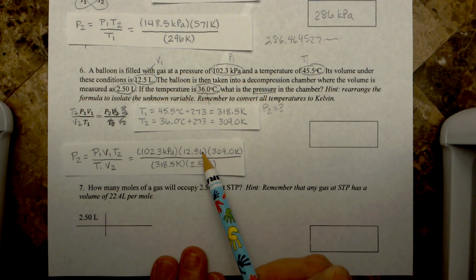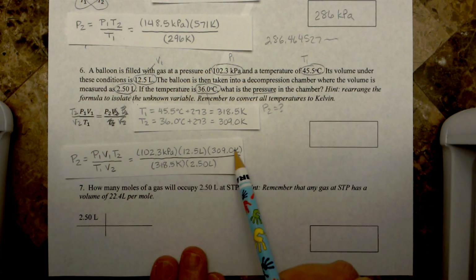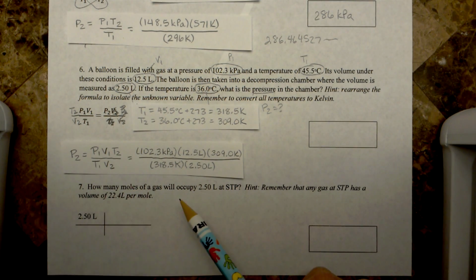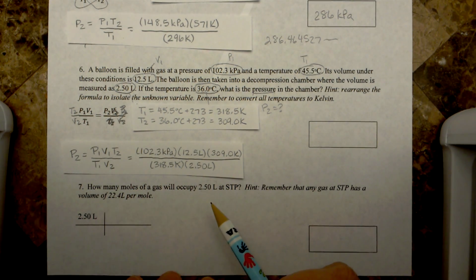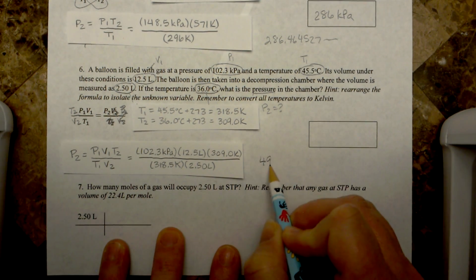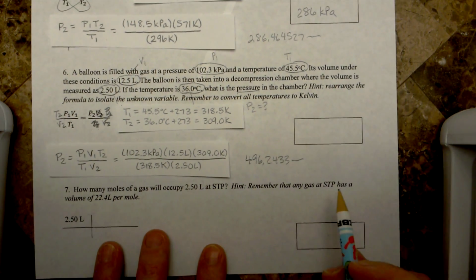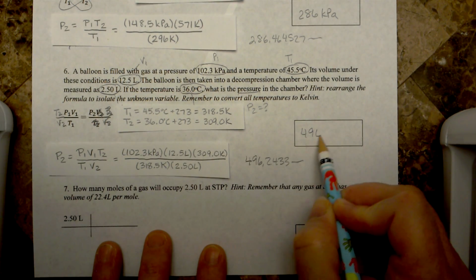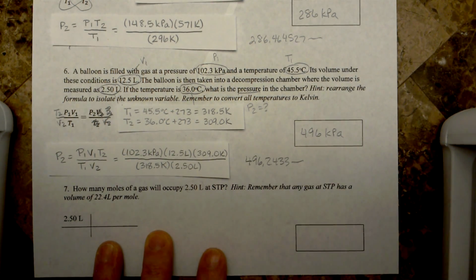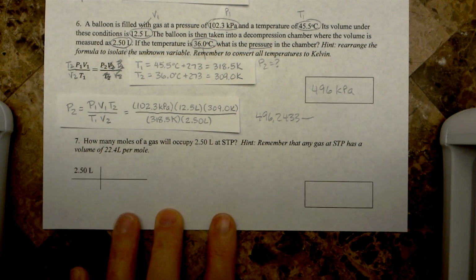Notice how the liters will cancel and the Kelvin will cancel, and my answer happens to be in kilopascals. When I type this in my calculator, I get 496.2433 and so on, but I only need 3 sig figs, and so this is my final answer. Okay, let's look at this one.